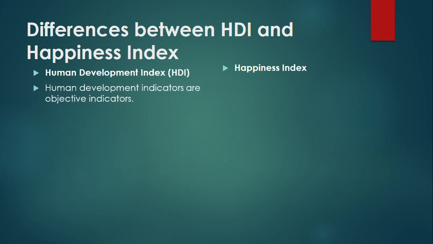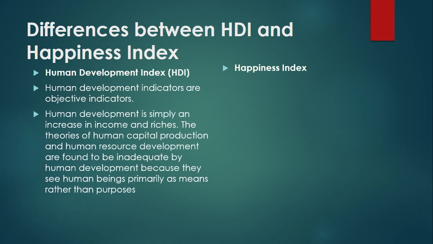Human development indicators are objective indicators. Human development is simply an increase in income and riches. The theories of human capital reproduction and human resource development are found to be inadequate by human development because they see human beings primarily as means rather than purposes.